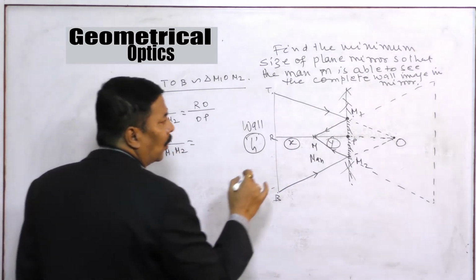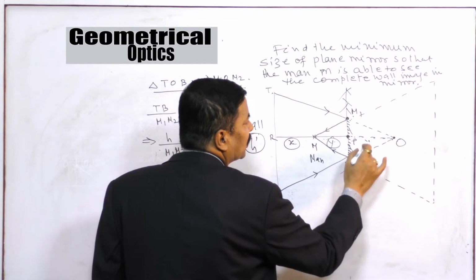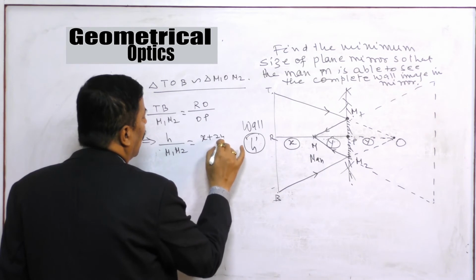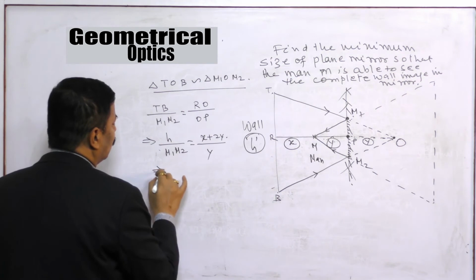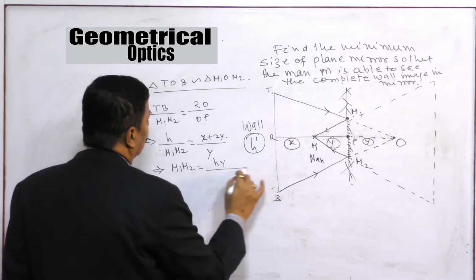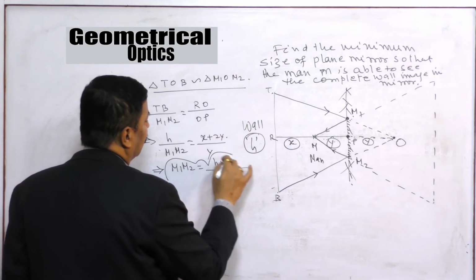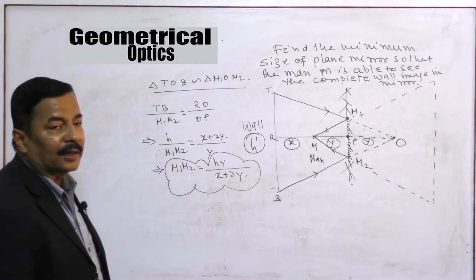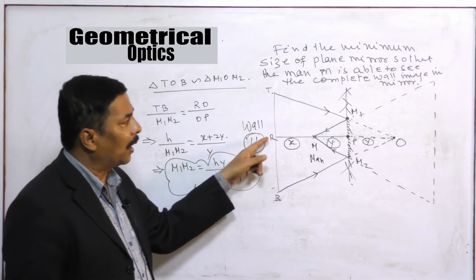RO is X plus Y, this is also Y. Object distance is equal to image distance, so this is also Y. So X plus 2Y by OP, Y. So what is the size of mirror? M1M2 is equal to HY by (X plus 2Y). This is the size of the mirror, that is the minimum size of the mirror that is required by this man to see this wall completely in this mirror.